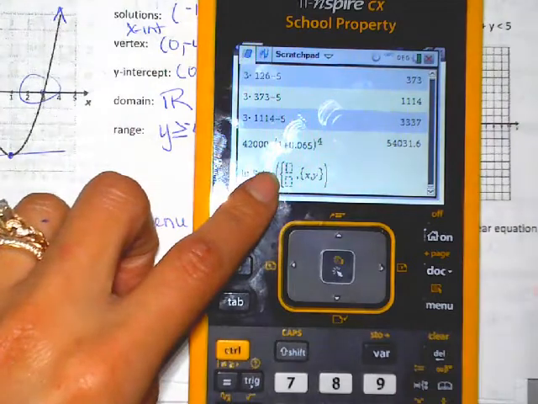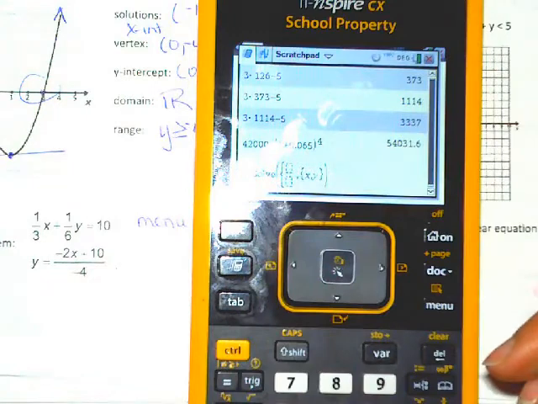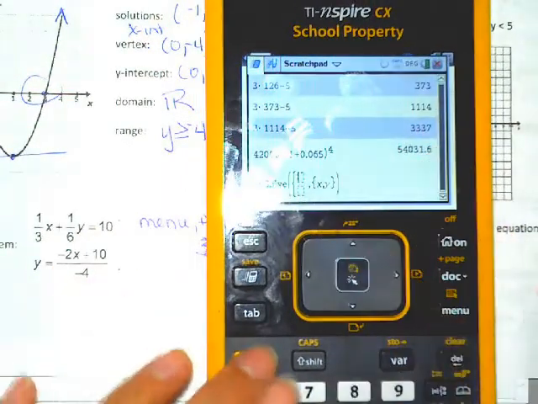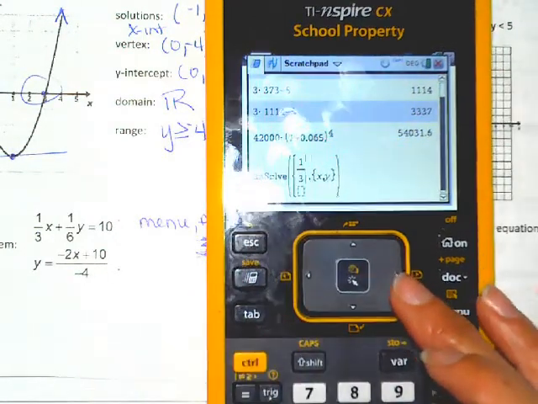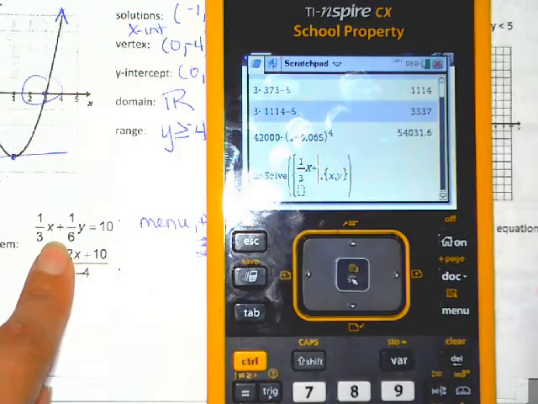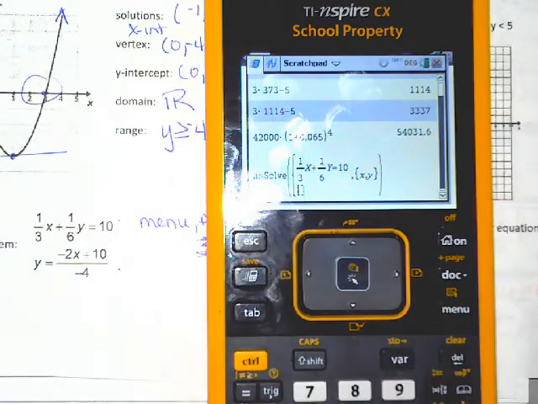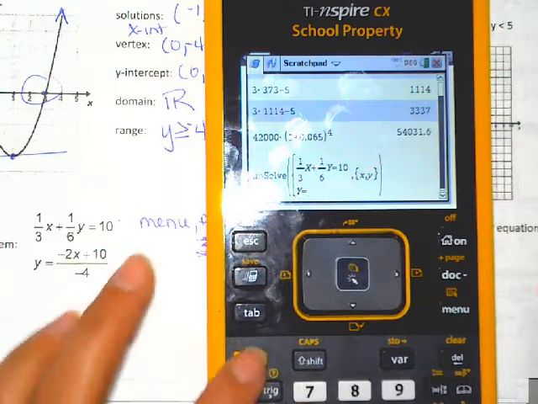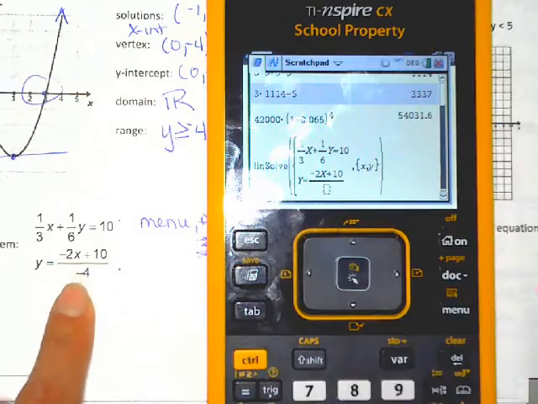Then you get 2 boxes, and in each box, you're going to plug in each equation. Control division, 1/3 x plus control division 1/6 y equals 10. That's my first equation. Then y equals control division, -2x plus 10 on the top of the fraction and -4 on the bottom. Enter.